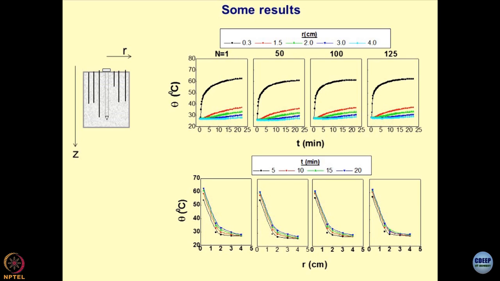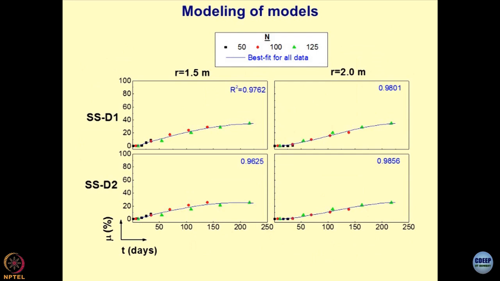Easy way to read this would be, at a certain distance from the thermal probe, the temperature rises maximum. As the radial distance increases, the thermal change in the sample becomes less. This is the modeling of models for different n values.